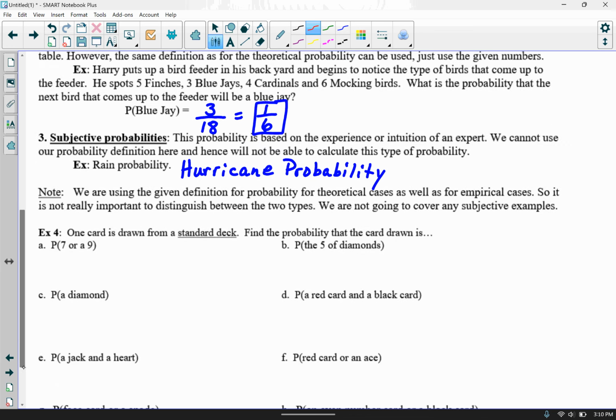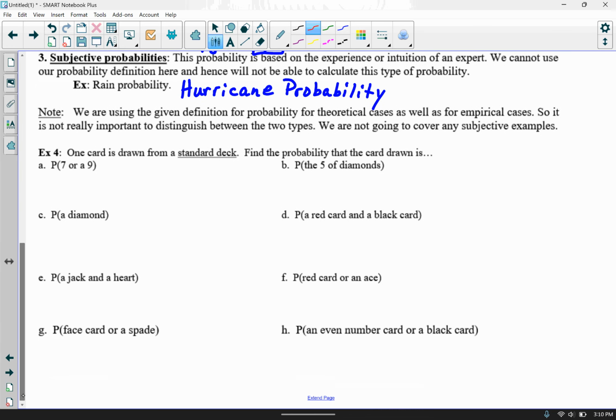All right, so let's scoot on down here to example 4. In example 4, we're going to be looking at some probabilities, again going off of known information. We're going to be drawing one card from a standard deck of cards, and we want to find these probabilities. I'm going to do the left-hand side here with you and let you pause the video, try the right-hand side, and check yourself by the solution key.